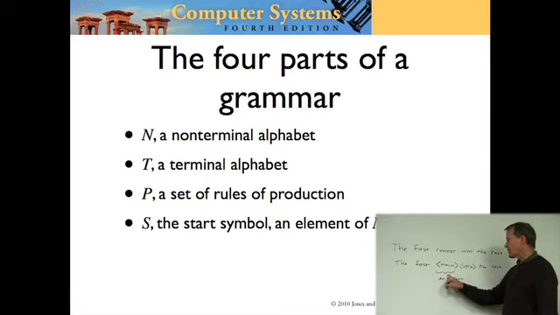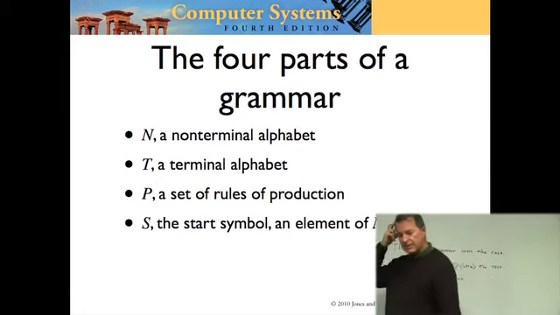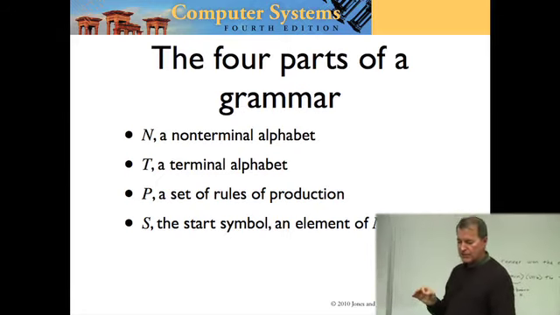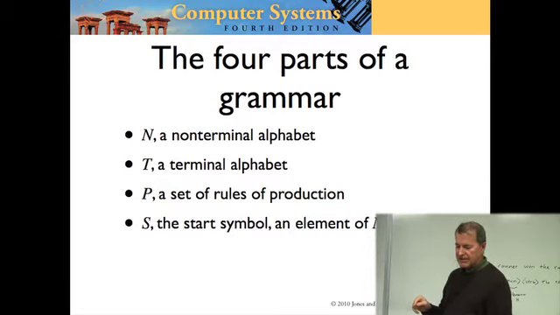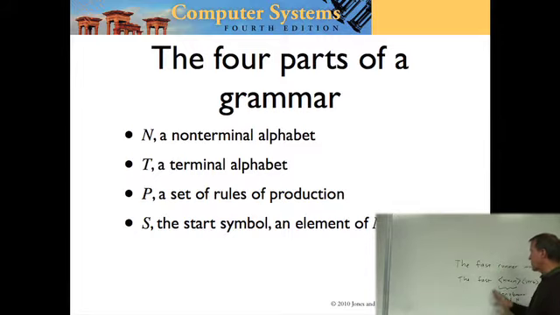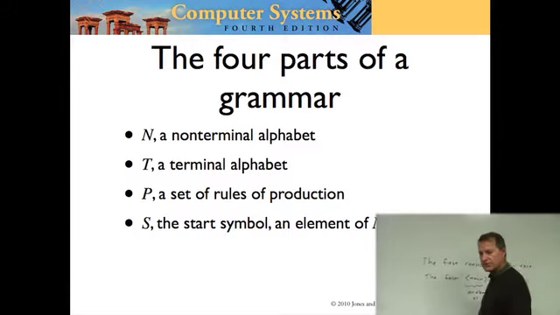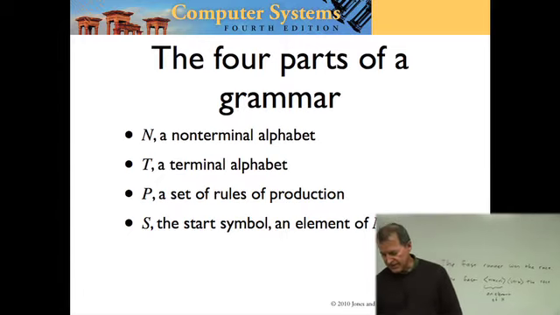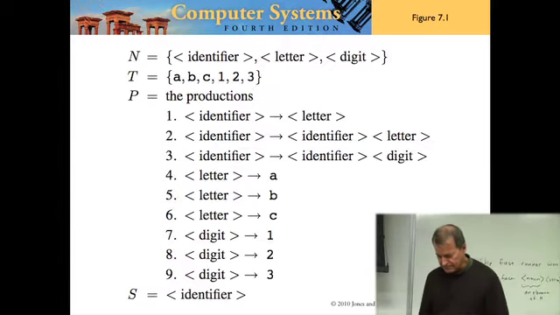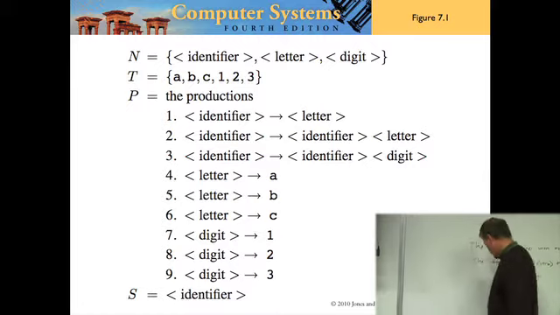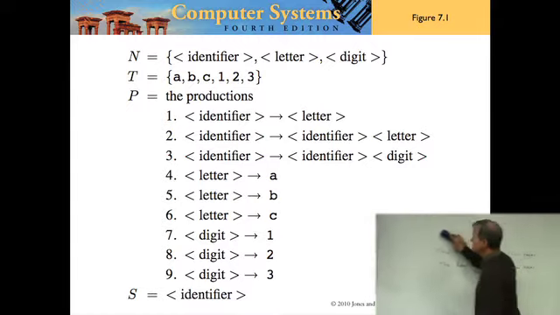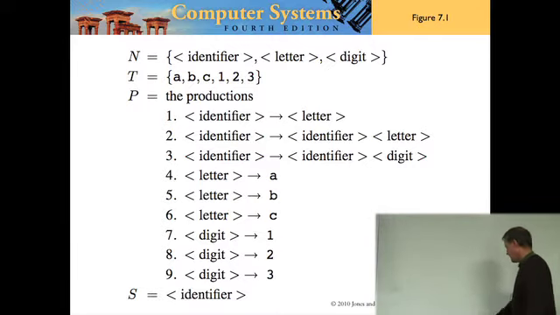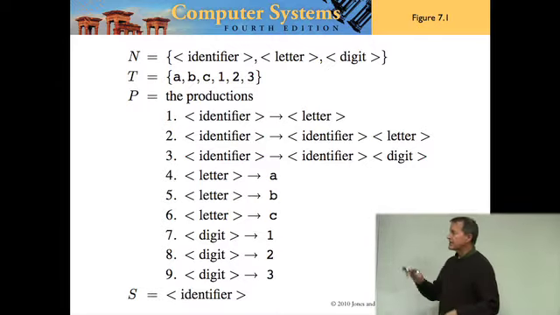So these are elements of N, okay, and you never see them. All right, and then P is a set of rules of production, and S is the start symbol, and it's one of the N. It's not one of T, it's one of N. The start symbol is one of N. So here is our first example then of a grammar. Now this grammar is figure 7.1, that gives us the definition of an identifier in a programming language.